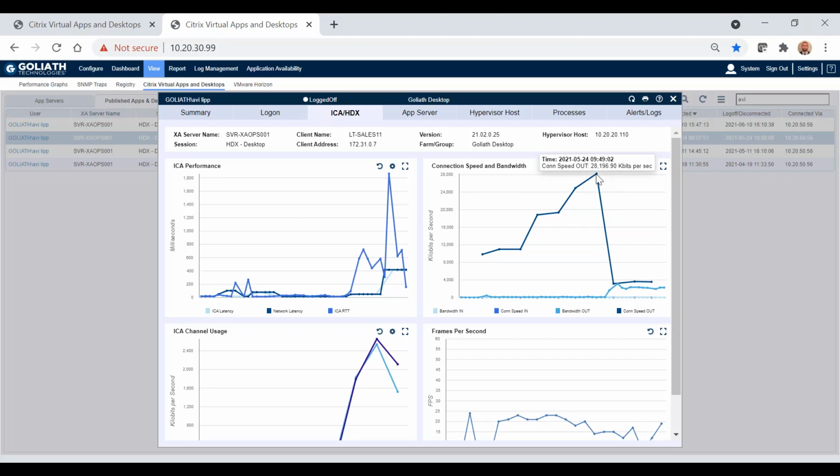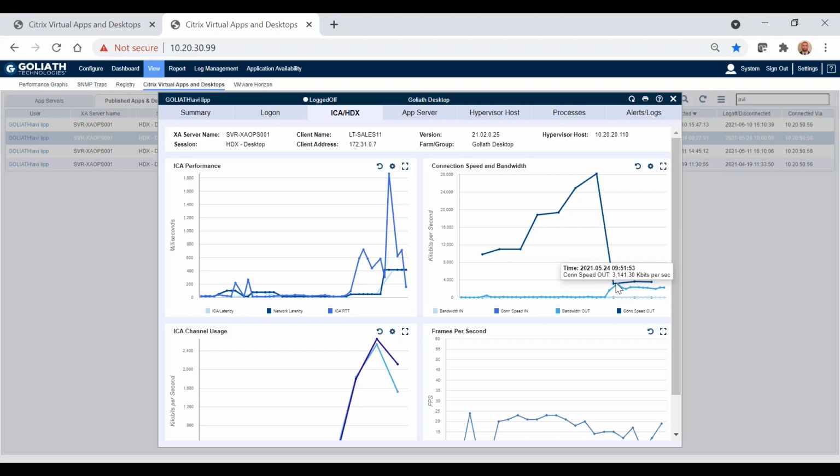But when they were having issues, at the end of the session, we can see that it dropped all the way down to 3 megabits per second. And when talking with the user, they were saying, well, I wasn't doing anything different. I was at my desk the entire time. How is my network being impacted by that?